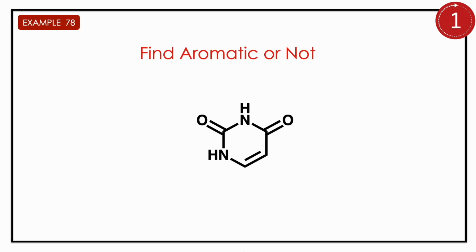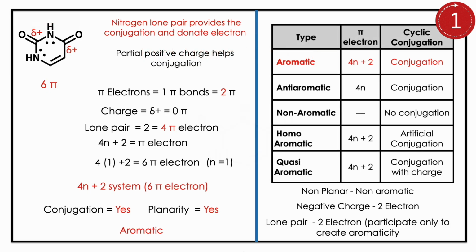Then the next example, you have a heterocyclic system with ring nitrogen and carbonyl compound. We should find whether the compound is aromatic or not. Here the system is interesting because it involves 2 different concepts, lone pair and charges on the carbonyl. Here 2 nitrogens are there, both will donate the lone pair. 2 carbonyls are there, both support the delocalization because the partial positive charge helps the delocalization.